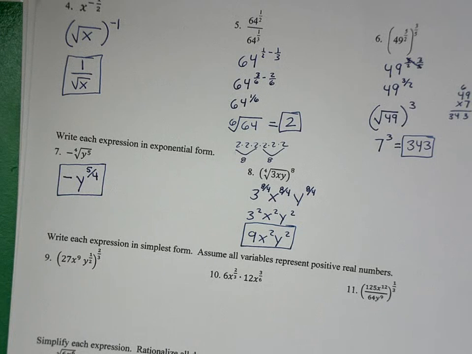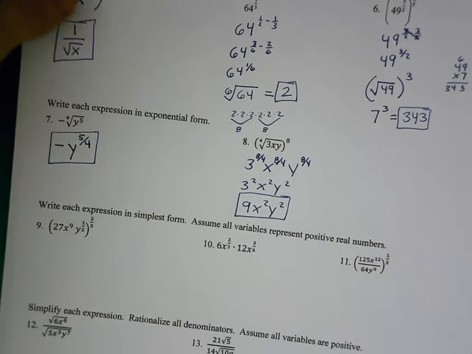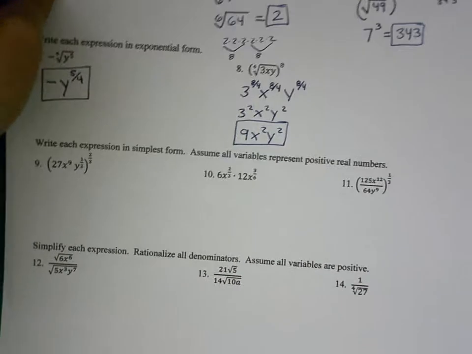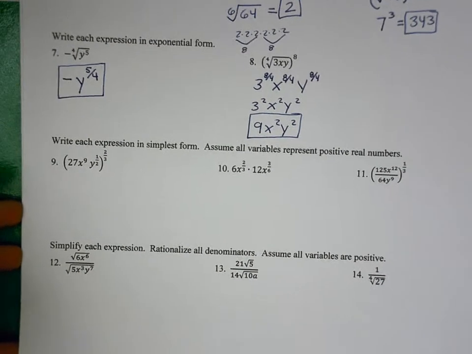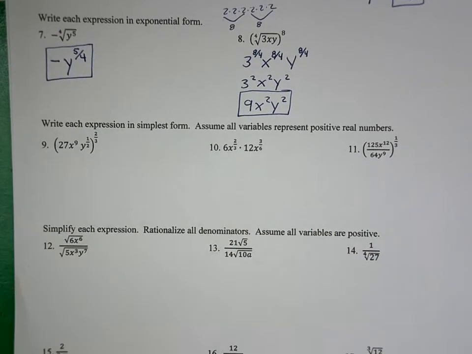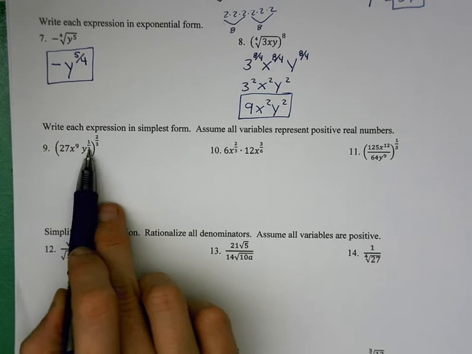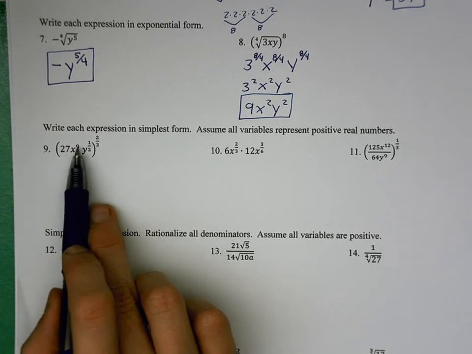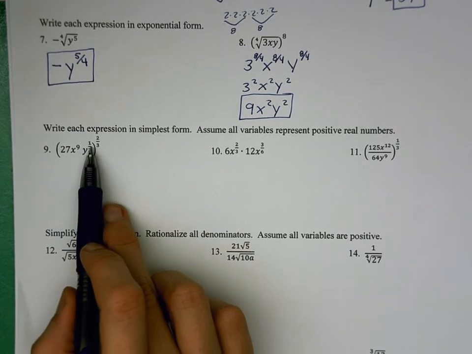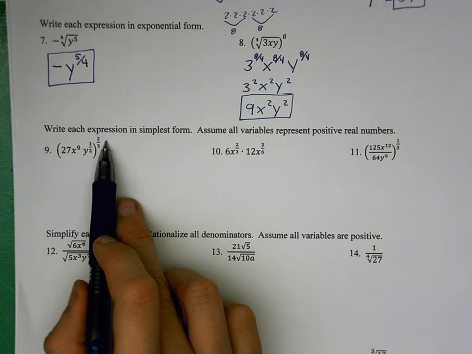Okay. 9, 10, and 11, we're going to be using these properties to simplify now. Okay, so number 9, looking at this, we see our terms here that are all raised to their own individual little powers that are all additionally raised to the 2/3. And so what property can I use?